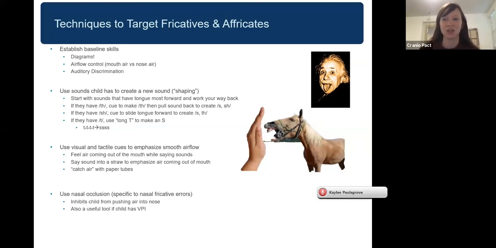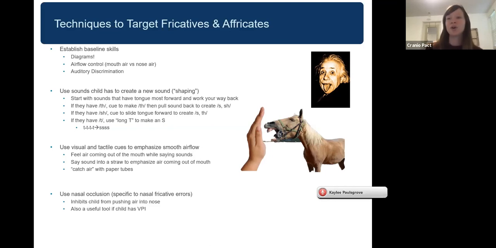Another strategy that I like to use when teaching these sounds is nasal occlusion. This really is specific to kids who are using nasal fricative errors. So we talked about those a little bit earlier. Nasal fricatives are when the child may or may not have their tongue in the right place, but they're definitely putting their air in the wrong place. So they are actively pushing the air into the nose instead of the mouth. If you plug their nose, it does not let them do this. It might feel kind of uncomfortable because their ears will pop, because we've blocked the path of air that they're trying to use. And so it completely blocks that path, and you can say, oh no, your air got stuck in your nose. Remember, it's supposed to be out of our mouth. Let's try again.